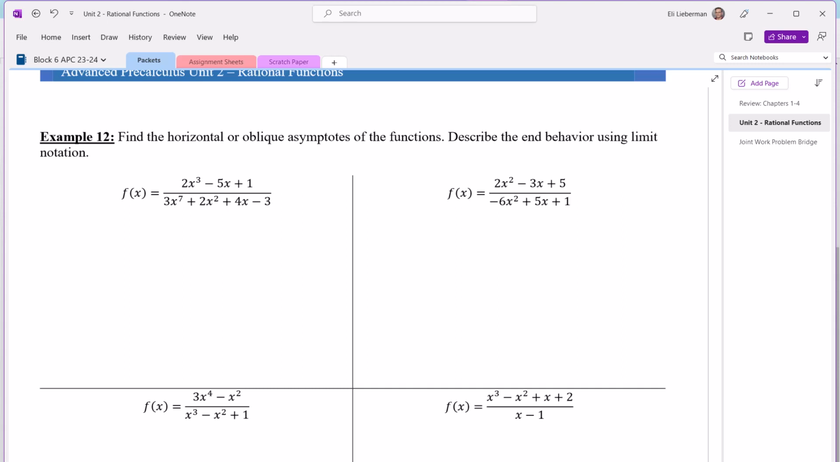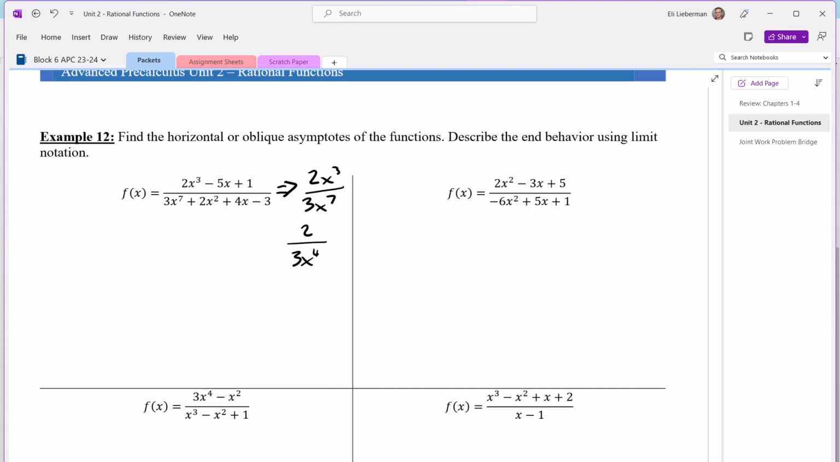So we could think about this function as 2x cubed over 3x to the 7th. Of course, they're not the same, but when we're talking about large values of x, it kind of amounts to this, which can be simplified too. 2 over 3x to the 4th.